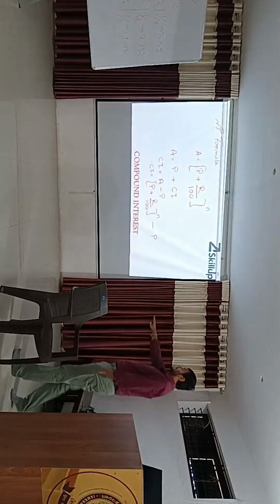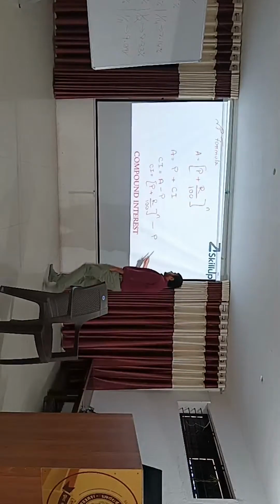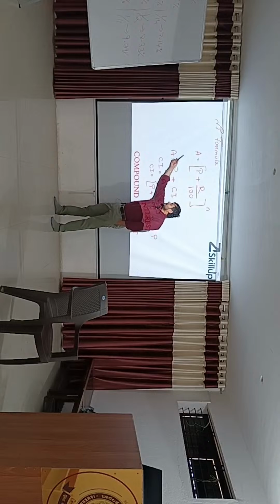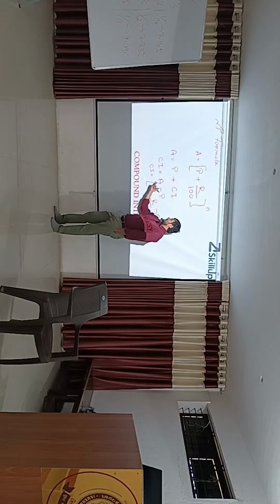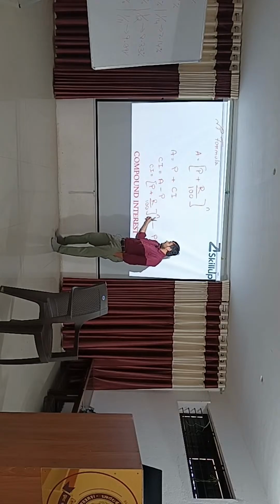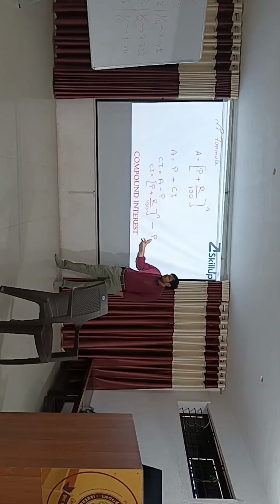I hope you are understanding this one. CI, P will go that side, that is A minus P. A value is P times (1 plus R by 100) whole power n. So CI is P times (1 plus R by 100) whole power n minus P.